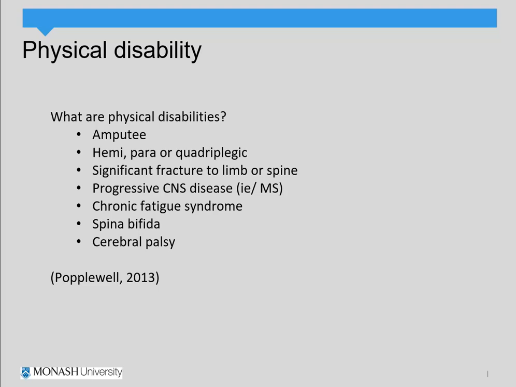The neurological pathways between the brain and the limbs start to actually degrade. The person loses their ability to actually control their body. It's a physical disability, even though it is a progressive central nervous system disease. Someone who has chronic fatigue syndrome has a physical disability. Someone with spina bifida or cerebral palsy, which are congenital diseases, have a physical disability.